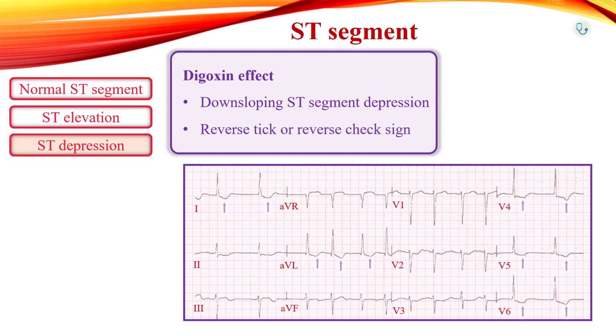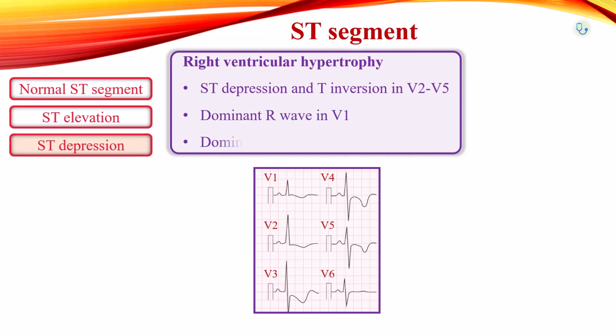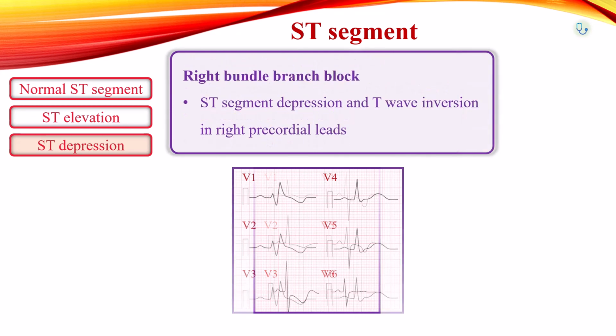In right ventricular hypertrophy, right ventricular strain pattern with ST segment depression and T wave inversion in V2 to V5, dominant R wave in V1 and dominant S wave in V6 can be observed. Right bundle branch block may produce a similar pattern of repolarization abnormalities, with ST depression and T wave inversion in right precordial leads.